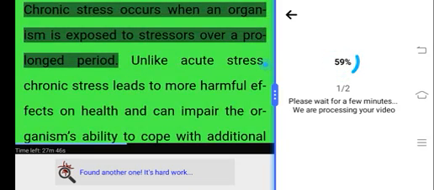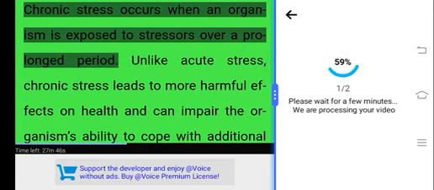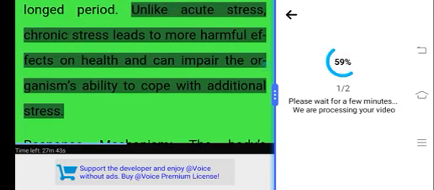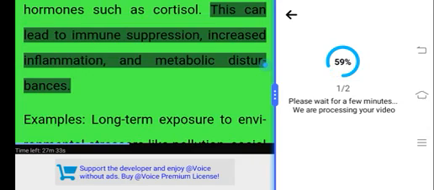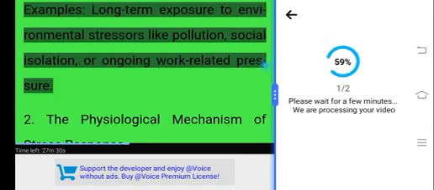B. Chronic stress. Chronic stress occurs when an organism is exposed to stressors over a prolonged period. Unlike acute stress, chronic stress leads to more harmful effects on health and can impair the organism's ability to cope with additional stress. Response mechanism. The body's stress response is sustained over time, leading to prolonged secretion of stress hormones such as cortisol. This can lead to immune suppression, increased inflammation, and metabolic disturbances. Examples: long-term exposure to environmental stressors like pollution, social isolation, or ongoing work-related pressure.